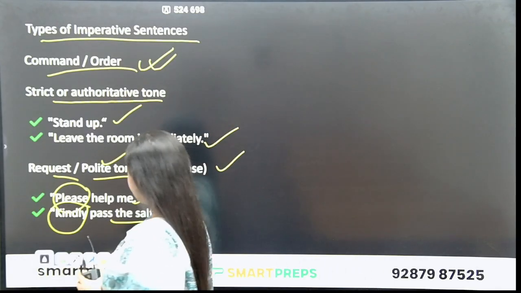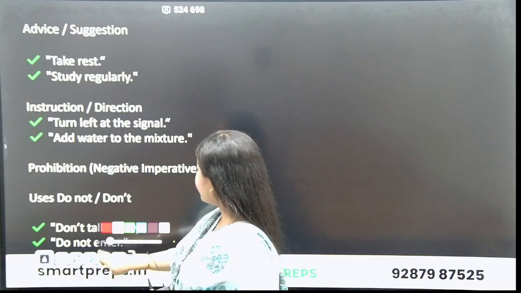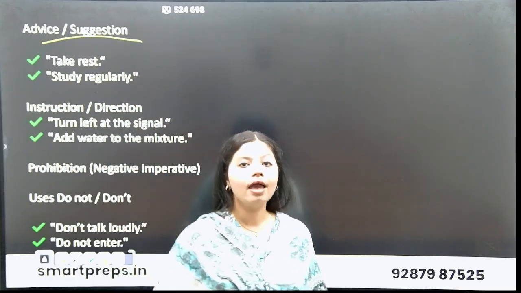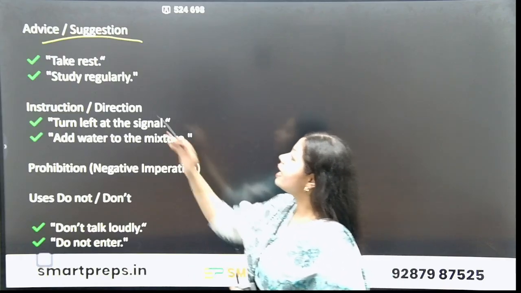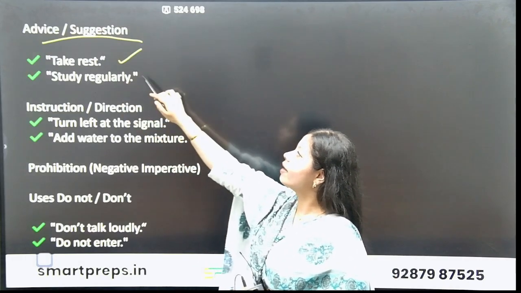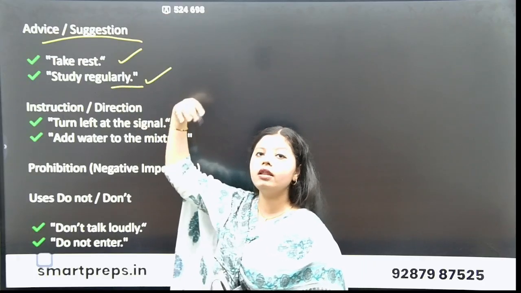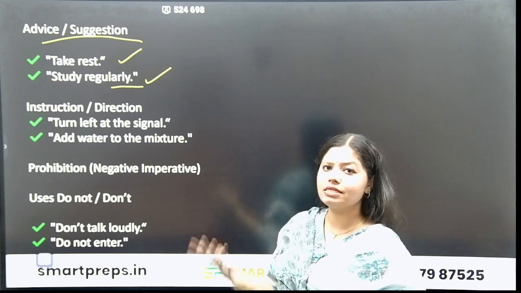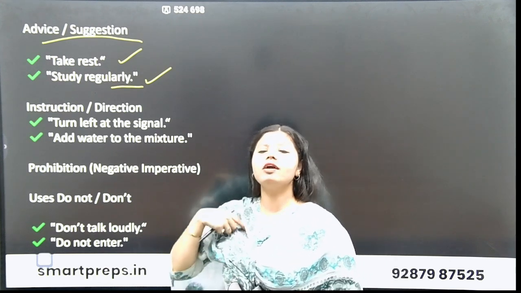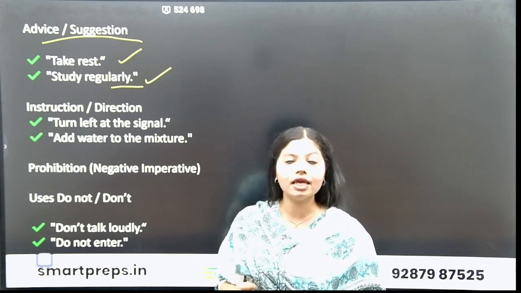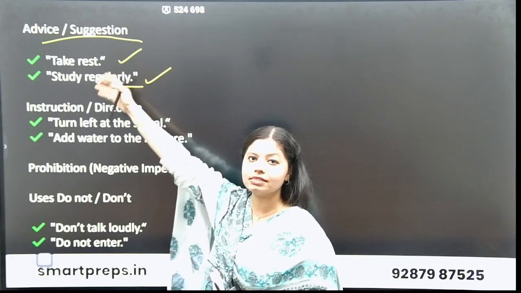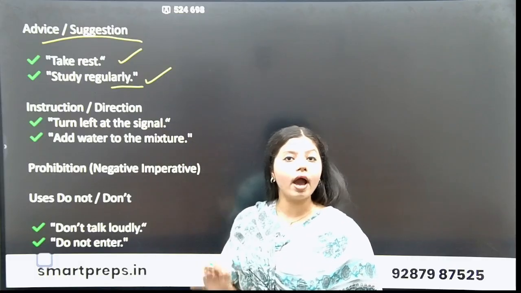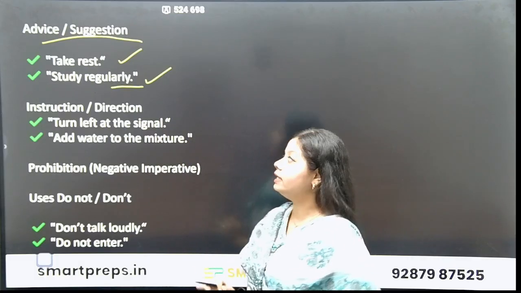Let's move on to understand more. Now there is another type, when we are giving a suggestion or offering advice. For example, take rest, study regularly. I'm giving a suggestion or offering advice. If I'm giving a polite suggestion, I'll say, please take rest. Or else if I'm giving advice, I'll say, take rest. But I am not mentioning any subject, because usually the subject is hidden in the imperative sentence.